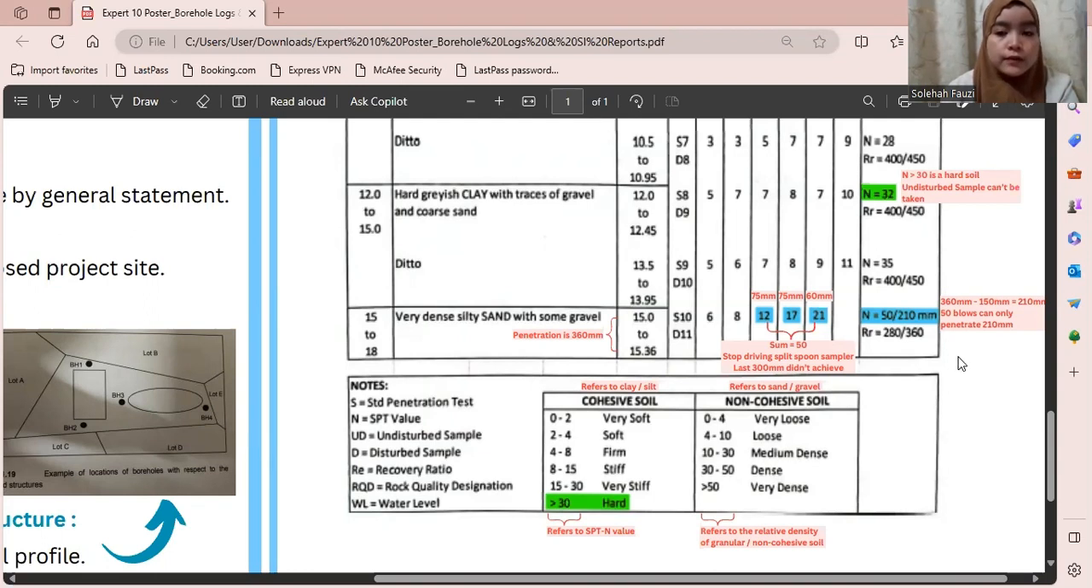N is equal to 50 over 210 mm. The 210 mm is obtained from subtracting 150 mm from 360 mm. There are only 50 blows that penetrate 210 mm. Cohesive soil refers to clay or silt, with the range based on the SPT N value. Non-cohesive soil refers to sand or gravel, with the range based on the relative density of granular or non-cohesive soil.